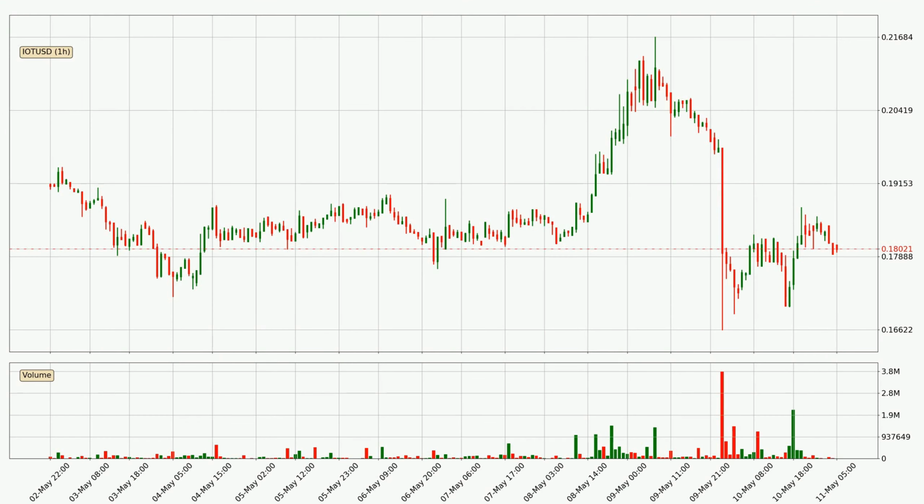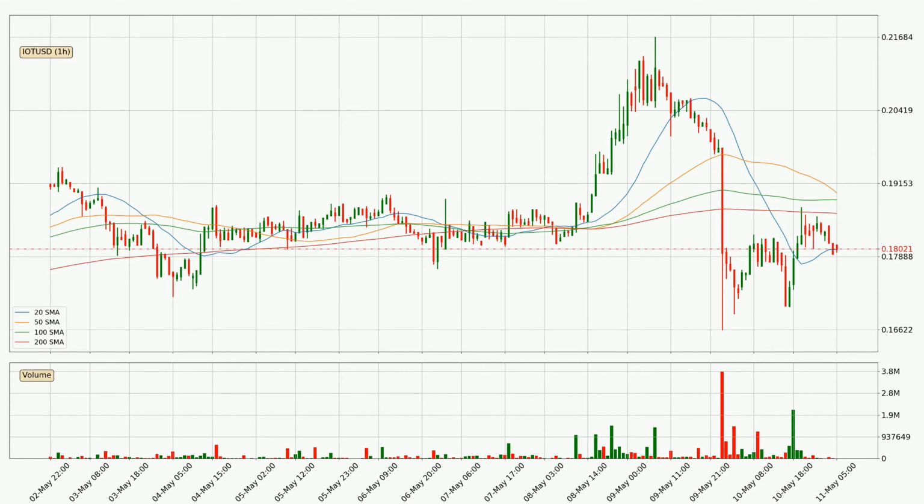By taking a look at the hourly time frame for IOTA, the price moved up around 2.4% in the last 24 hours, with a current price of 18.0 cents. It's evident that the buyers are taking over because the volume was high, showing that the move was strong.